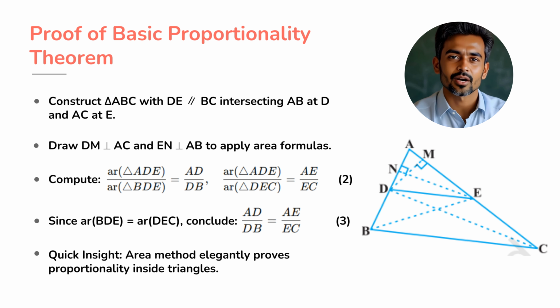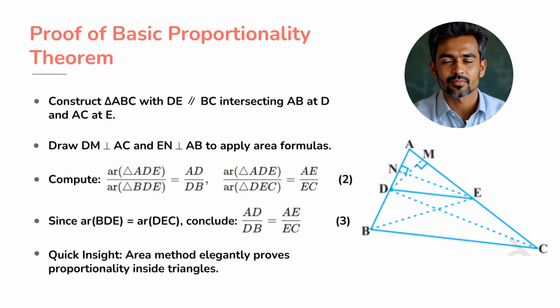By using area comparison, we have shown that whenever a line is drawn parallel to one side of a triangle, it divides the other two sides proportionally. Quick insight, this proof shows the power of geometry. Even something as abstract as proportionality can be proven elegantly with the concept of areas. And that, students, is the proof of the basic proportionality theorem. In the next lesson, we'll apply this theorem to solve advanced problems on similarity and scaling.